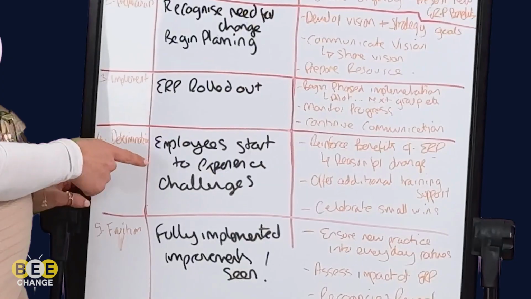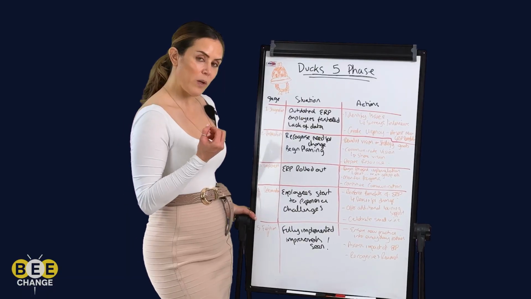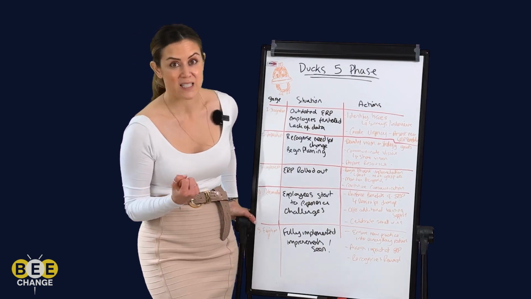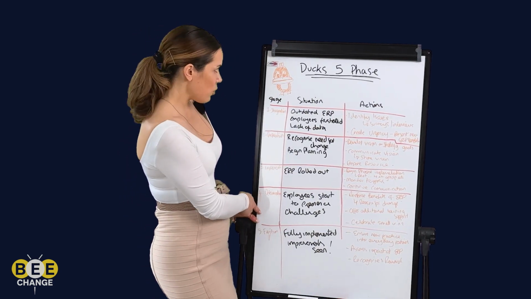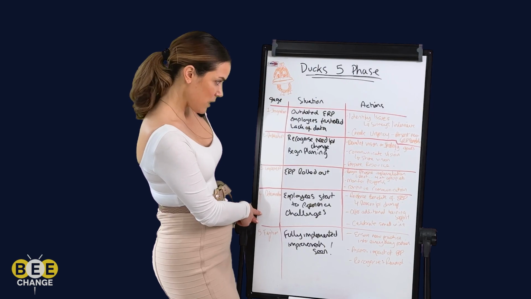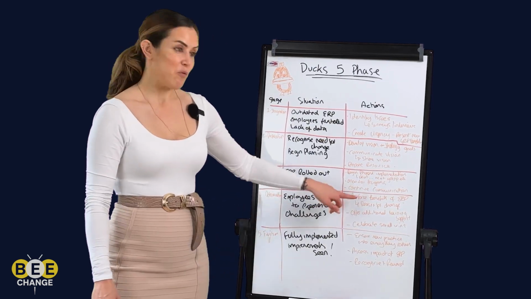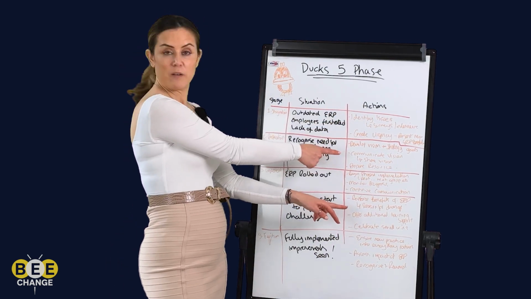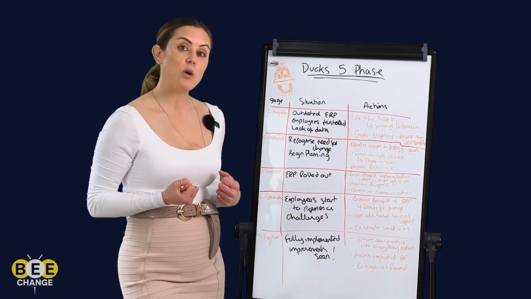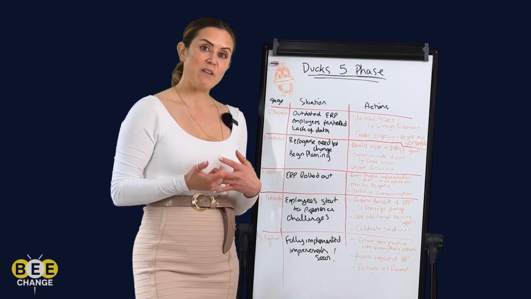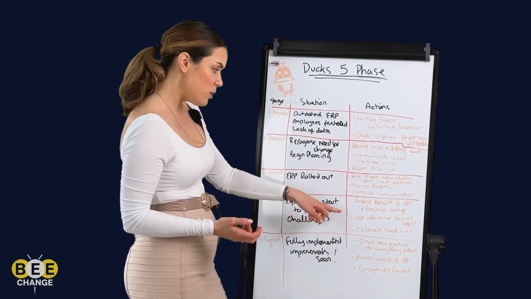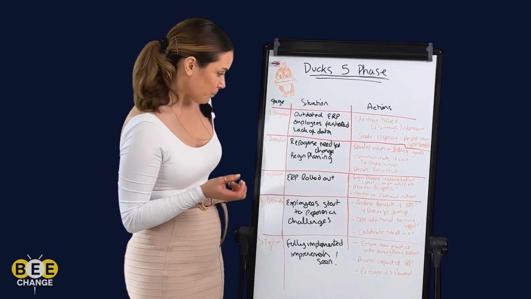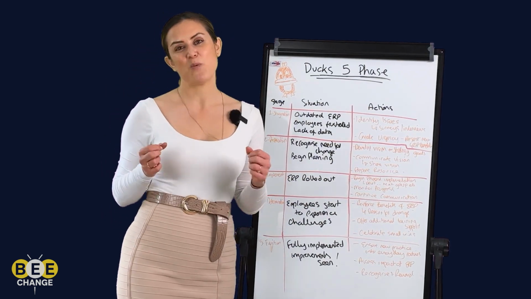Now, the situation here is the employees are using the system, but they start to experience challenges with it. They start to resist the change. This is a really crucial part of DUC's 5 phases, because this is when reinforcement of the benefits of ERP comes in. You've established them up here as part of your vision. Now you really need to hit home with the benefits of this ERP system, but you also want to offer additional training support for those who may need it. And also you want to celebrate the small wins.